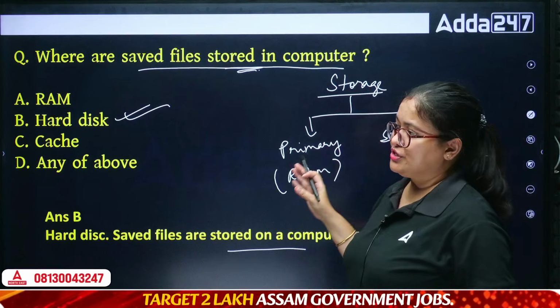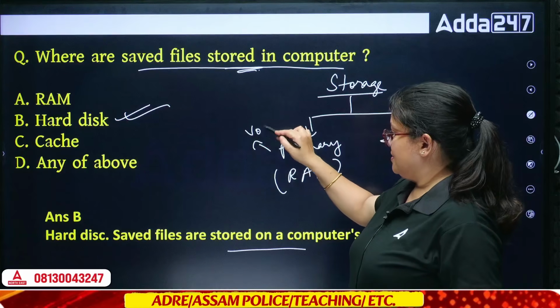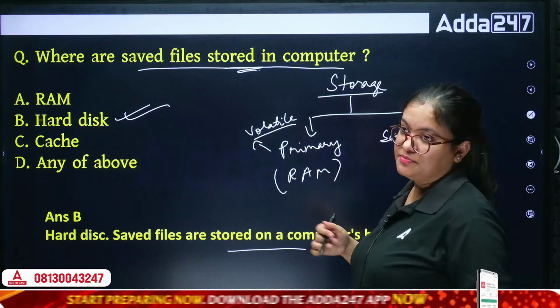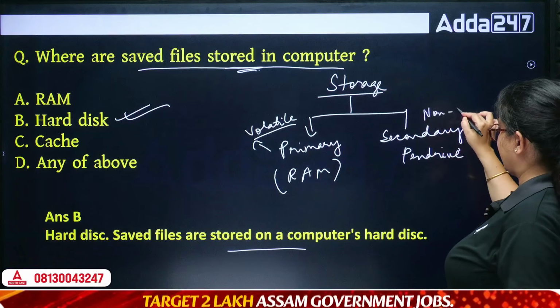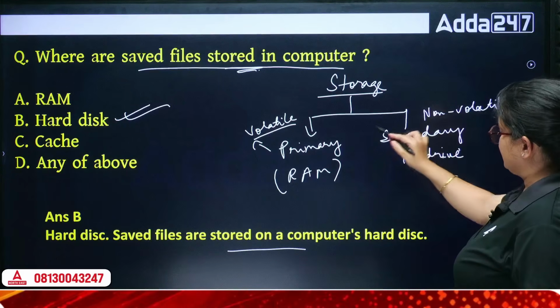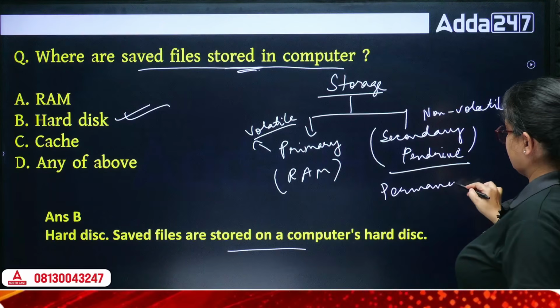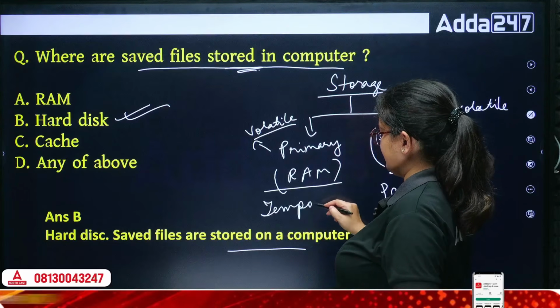Among this, which is also known as volatile storage. This is known as volatile because once we switch off our computer, all the content here is gone. That is why it is known as volatile, while this is non-volatile. And this is the reason why we say this is also known as permanent memory, while this is also known as temporary memory.